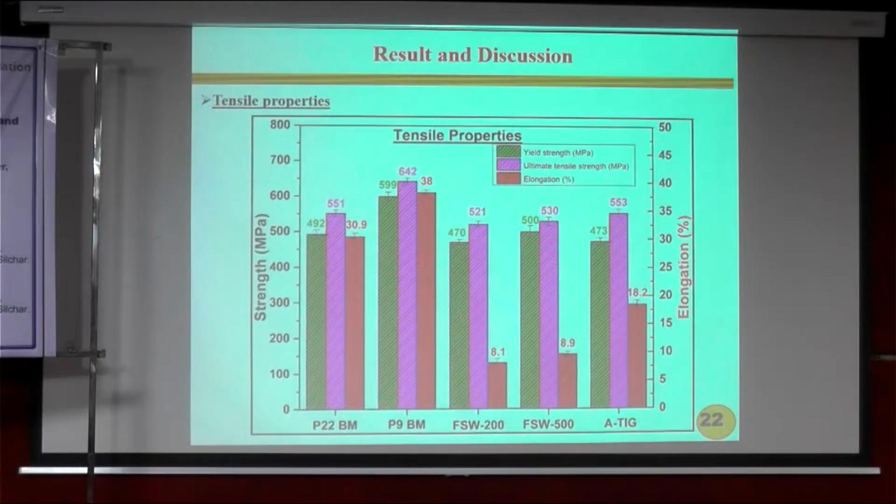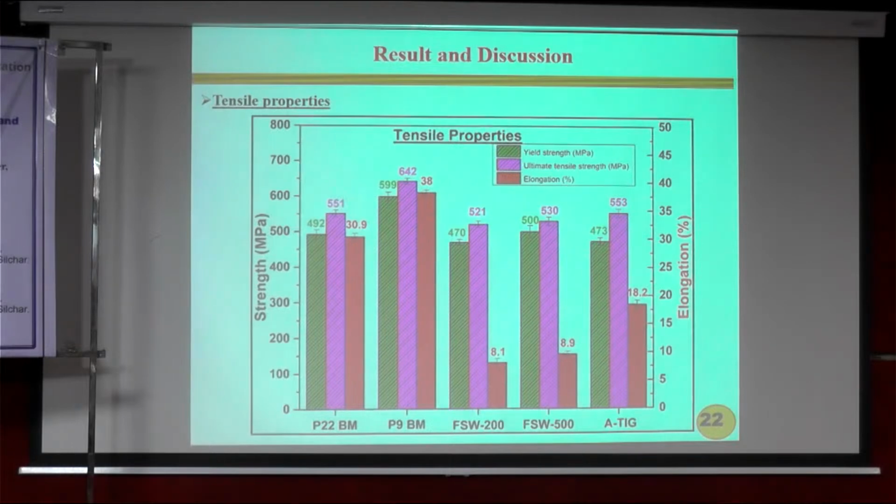Even if there is lath martensite, that martensite evolution can be avoided by controlling the thermal cycle. That is possible by changing the parameters. If you do friction stir welding at less than 200 rpm, there is a feasibility to stop or bypass the evolution of martensite.